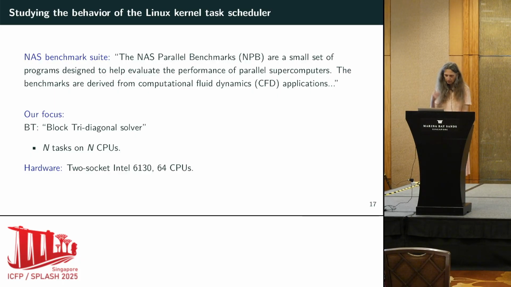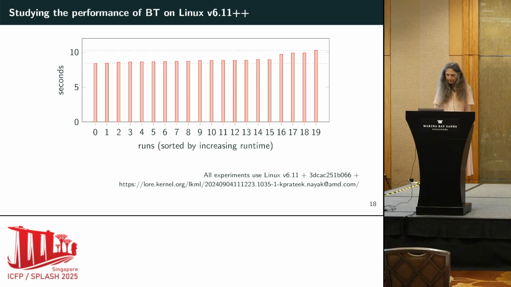Basically, I was looking at one which is called BT, and it does something. I don't know what it does. The interesting part is that it has n tasks that run on n CPUs. So this seems like it should be a simple thing to manage from an operating system point of view. Just put all those tasks on their different CPUs and let them run. So we try this on a 2-socket Intel machine with 64 CPUs.